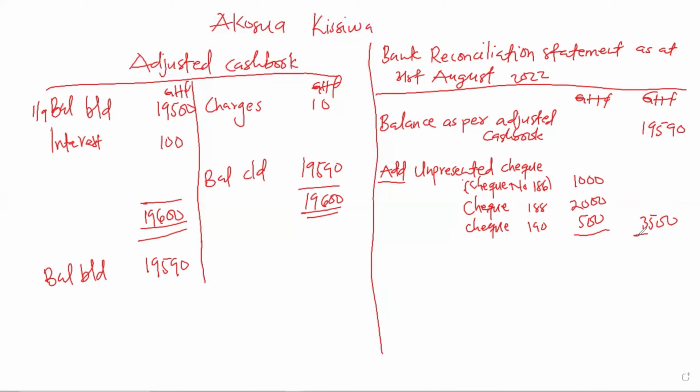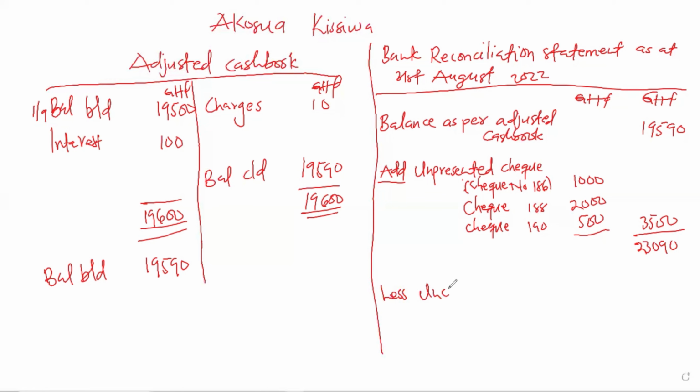So when we add all these, we get 3,500. Now they said we should add unpresented checks. So we are going to add the 3,500 to the 19,590. When we add this, we are going to get 23,090.